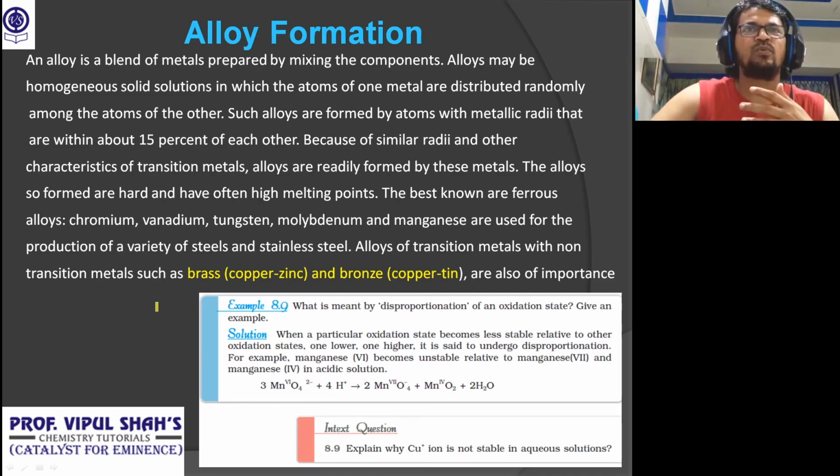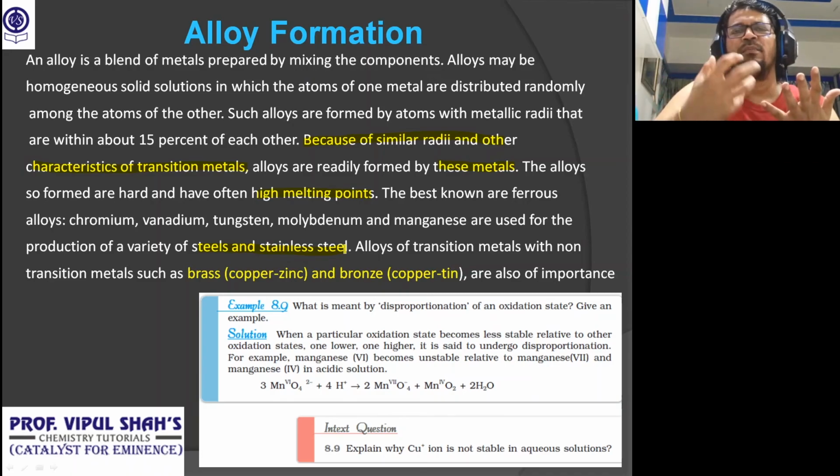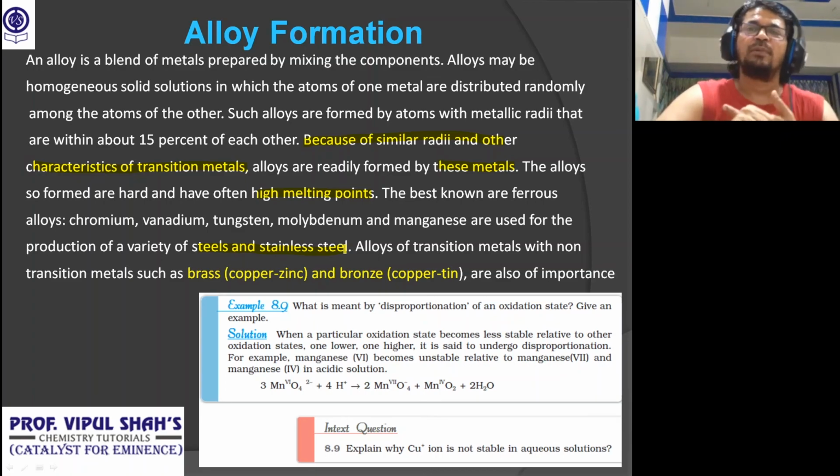Just see this part, what it says. Because of similar radii and other characteristics of transition metals, alloys are formed by these metals. So they often have high melting points. Is this clear? Examples are steels and stainless steel. If you remember, we have discussed steel is mainly what? It's iron, but along with iron there is chromium, there is nickel also, and also some amount of carbon present which imparts hardness. Chromium gives it a shine, that's of chromium oxide. Okay, that's one.